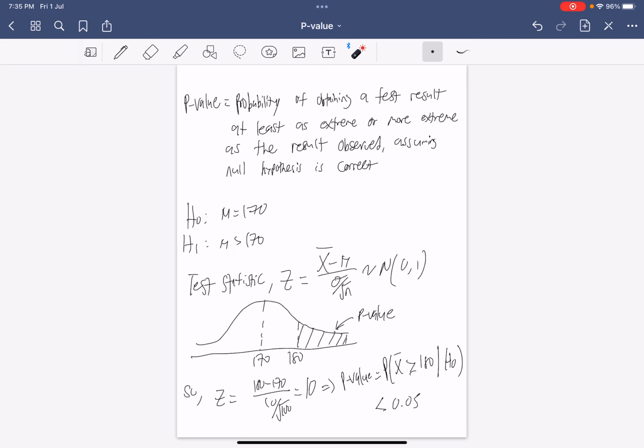So this is a rough idea on how you're going to calculate the p-value, and it should already give you an idea of what it means to be as extreme or more extreme than the results observed.